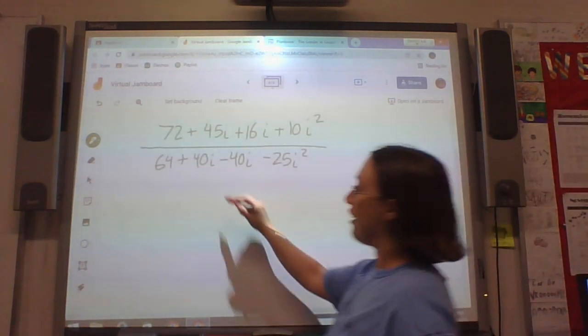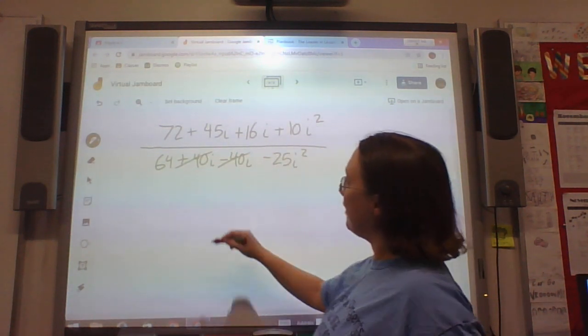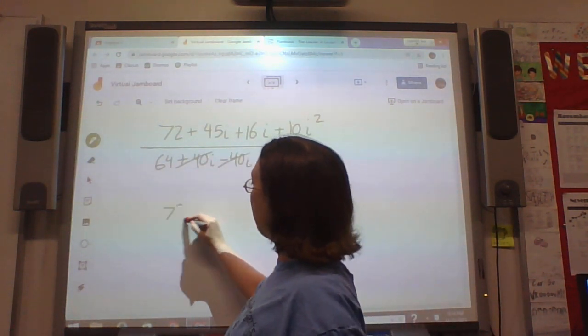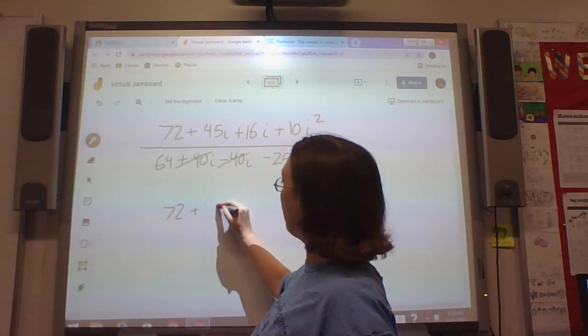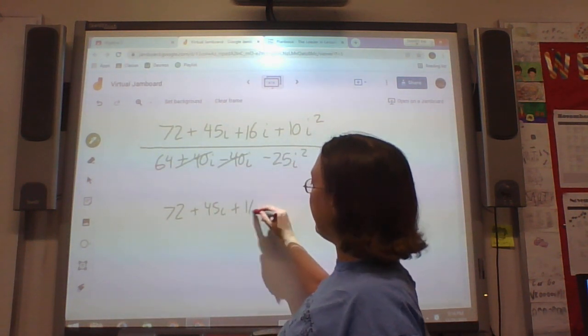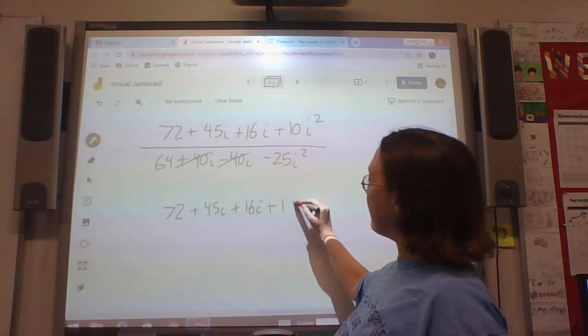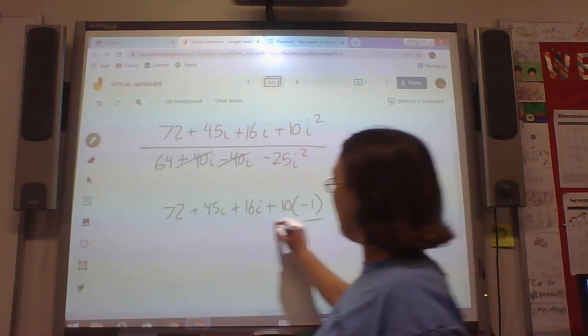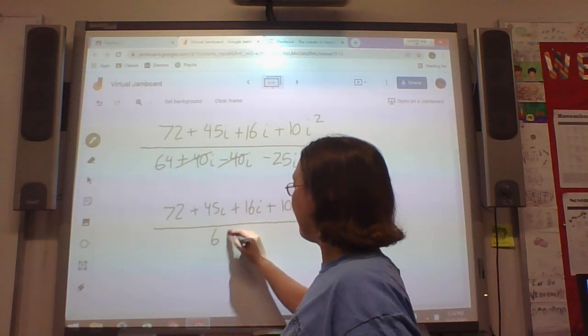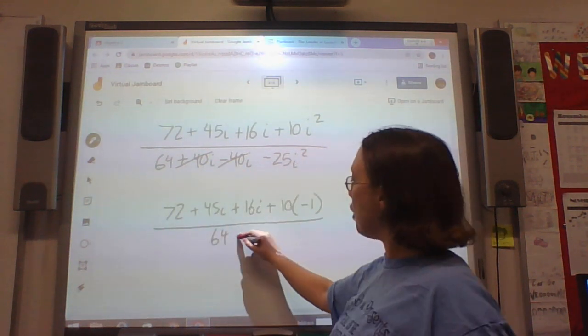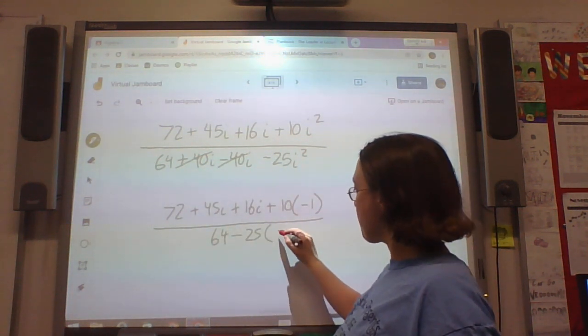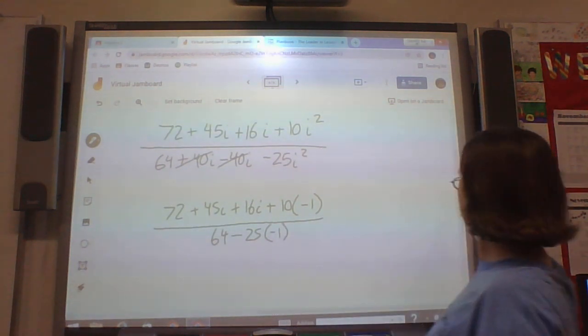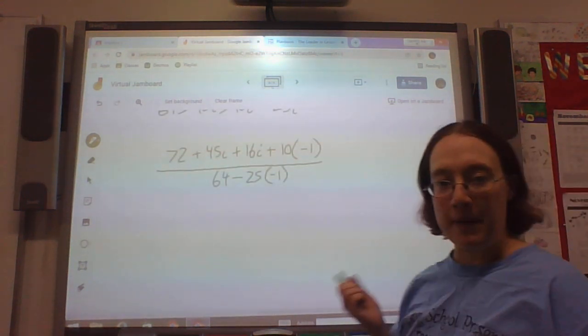Alright. So these are going to cancel. Up top, we've got a 72. I'm going to leave that stuff for now. Plus this 45i. Plus this 16i. Plus this 10 times an i squared, which is really a negative 1. On the bottom, we've got a 64. These two cancel out. Minus this 25 times a negative 1. And then we're just making that look nice.